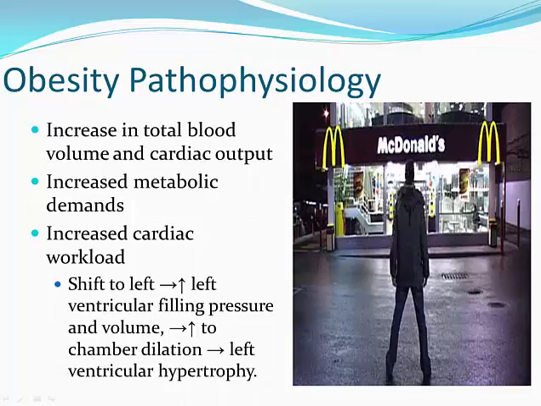Frank Starling's curve shift to the left leads to an increased left ventricular filling pressure and volume, which leads to an increase in chamber dilation, which results in left ventricular hypertrophy. To meet these increased cardiac demands, circulating blood volume, plasma volume, and cardiac output increase. This in turn increases venous return and leads to hypertrophy and dilation of the chambers.